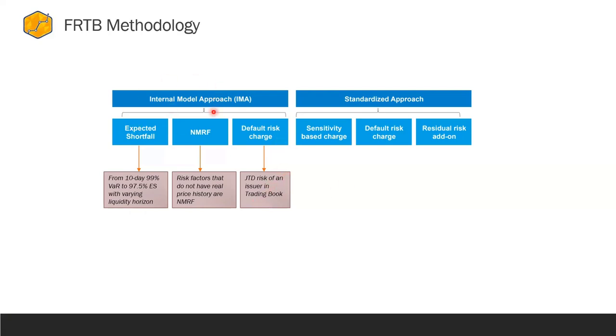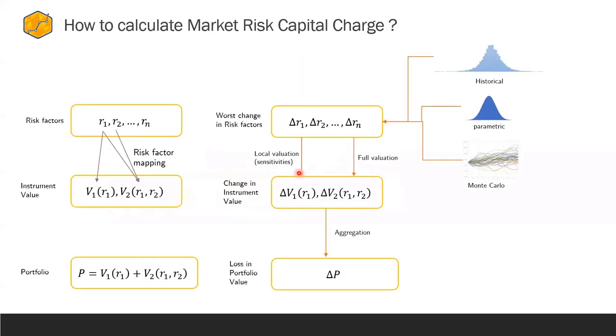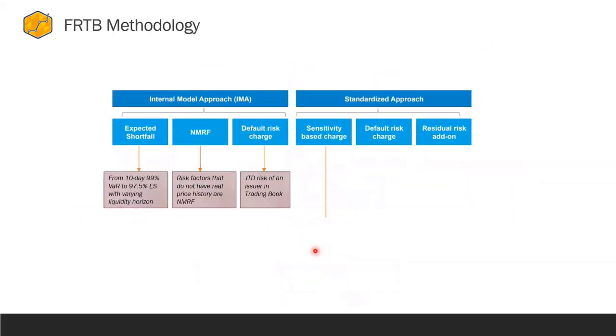So that's the internal models approach, or advanced approach. And there is a standardized approach. In the standardized approach, we have the sensitivity-based charge. This is the king of market risk. As I keep mentioning again and again, it's all about sensitivity. So within the sensitivity-based capital charge, you remember this slide, this particular path, this, then this, and this. This is exactly what the sensitivity-based approach is all about. So we calculate delta, vega, and curvature risks.